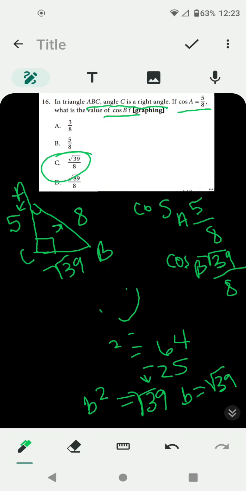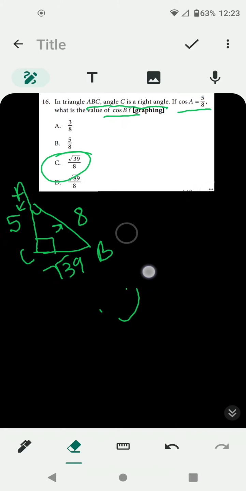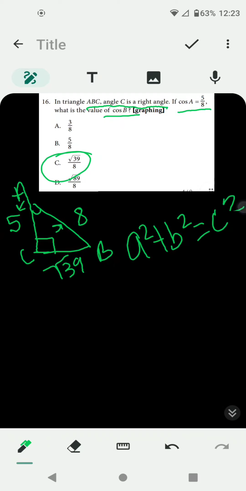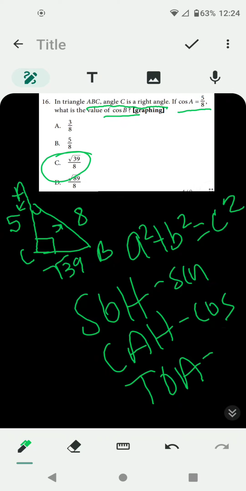Bada bing, bada boom. Let me know if you have any questions, okay? A few key points here: you need to know your Pythagorean theorem, a squared plus b squared is equal to c squared. And you need to know your basic trig functions, which are sine, cosine, and tangent, and you need to know the ratios that go with them. All right?